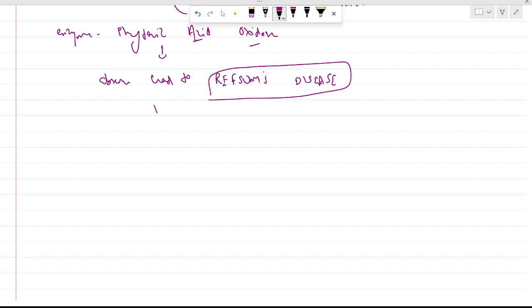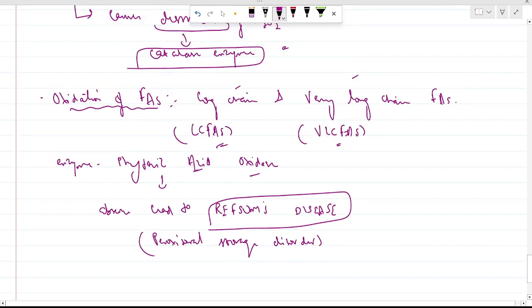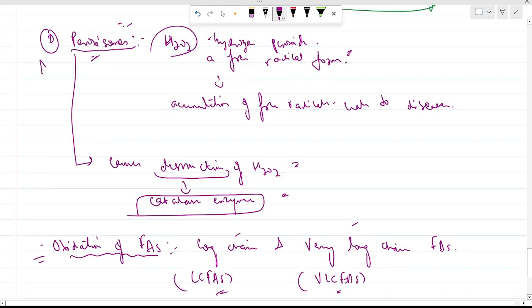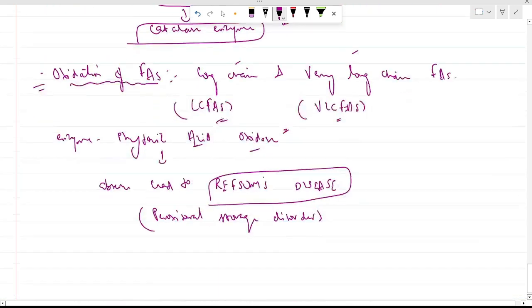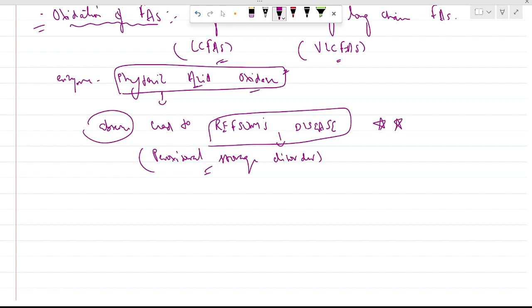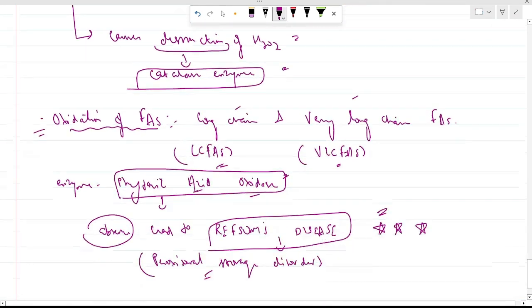Refsum disease can also be called a peroxisomal storage disorder, as phytanic acid oxidase, which is involved in oxidation of fatty acids, is a component of this peroxisome. So this Refsum's disease, which occurs due to absence or deficiency of phytanic acid oxidase, is a peroxisomal storage disorder. It's an important concept. You need to remember this.